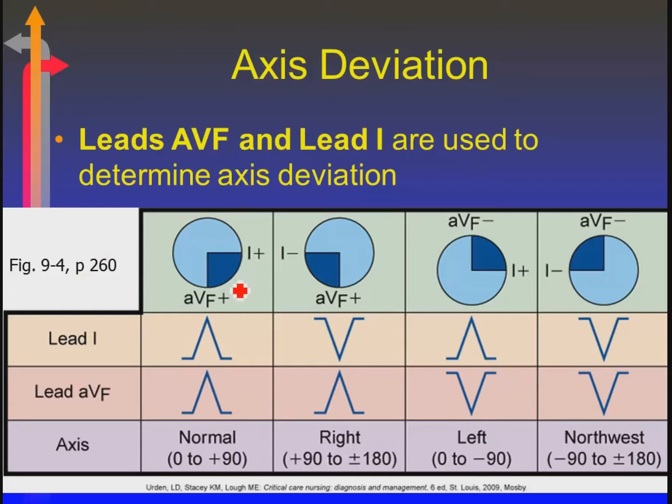Okay. If I have a negative deflection in lead 1, that means it's not up here, it's down here. Lead 1 goes negative. Lead 1 goes towards the left. But AVF is positive. It's pointing downwards. That's the direction it's supposed to go. That means I have a right axis deviation.